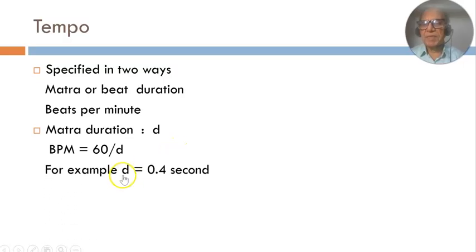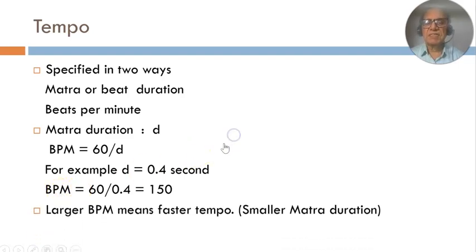For example, if d is equal to 0.4 second, then beats per minute is 60 divided by 0.4, that is equal to 150. Now clearly the shorter the duration of the matra, larger will be BPM, and we say that tempo is faster. So larger BPM means faster tempo. It also corresponds to smaller matra duration. Alright. So this is the first level at which the rhythm occurs.